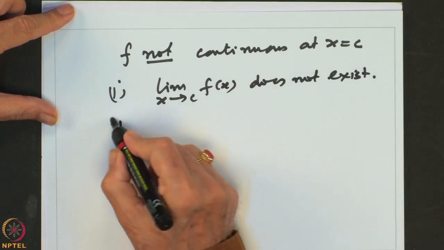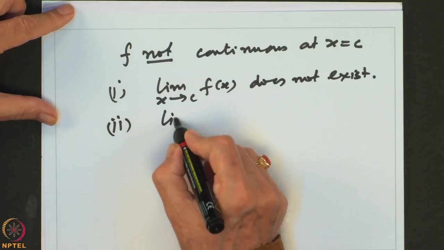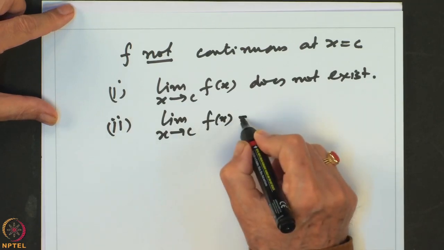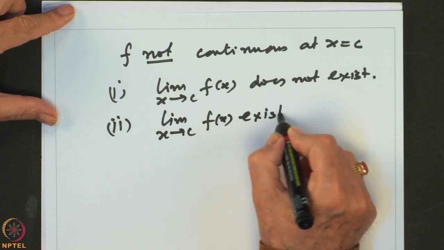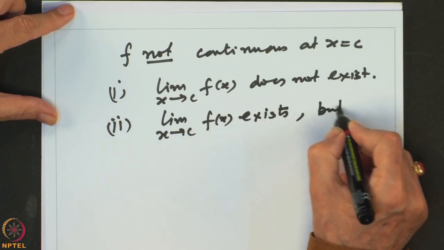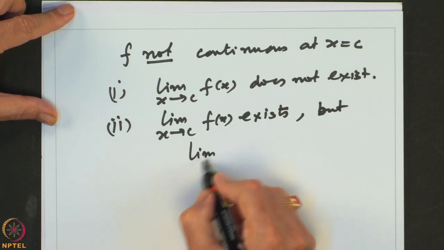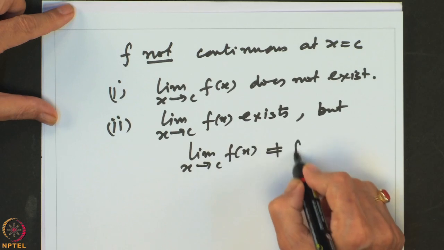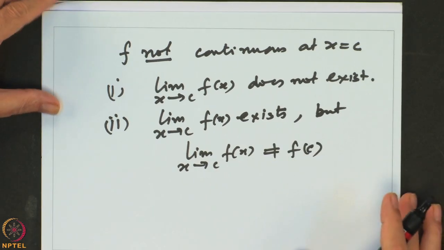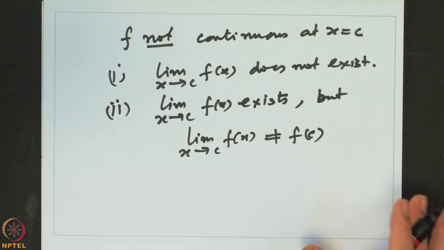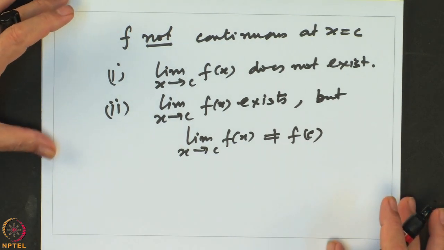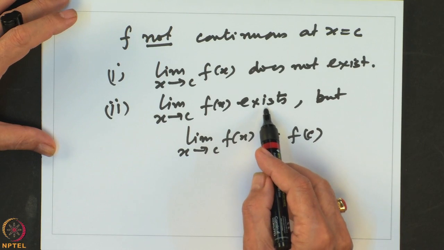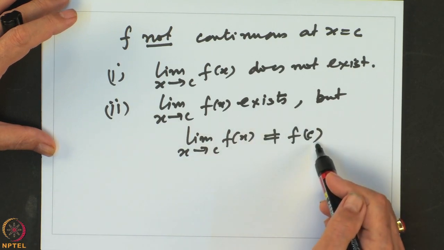That is one possibility. The second is that the limit as x goes to c of f(x) exists, but this limit is not equal to the value of the function at that point. So, that is the second possibility, because what was continuity? Continuity said that the limit should exist and should be equal to the value of the function at that point.